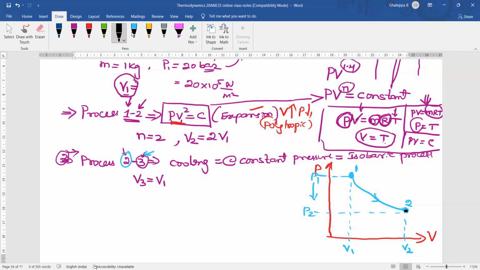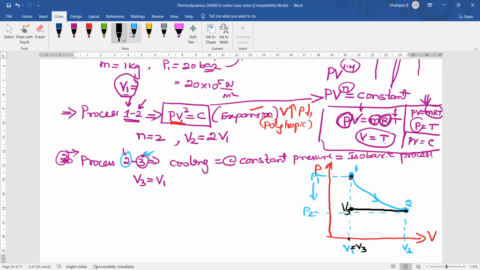Cooling means always volume decreases. Cooling starts. Where will the cooling process stop? You have to stop somewhere, right? I will stop at point number 1 volume. Why have I stopped here? This is the initial volume. Point number 1 is the initial volume. So V3 and V1 are both the same.